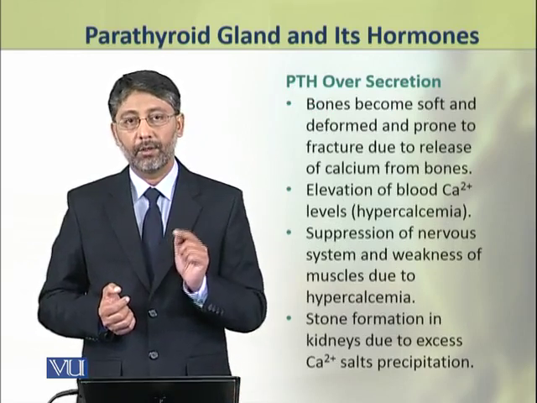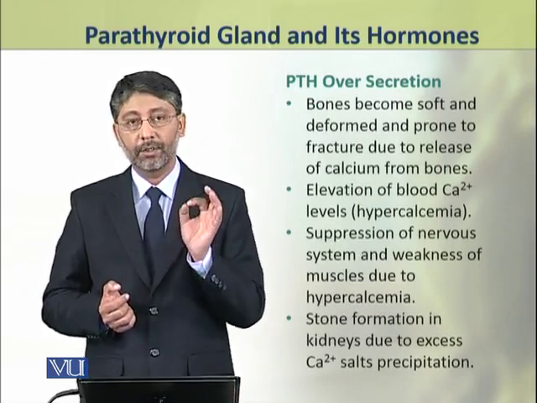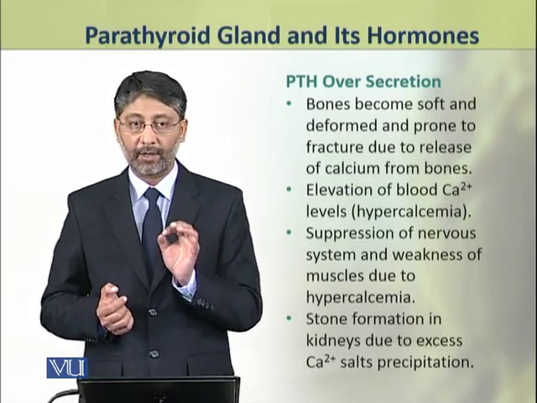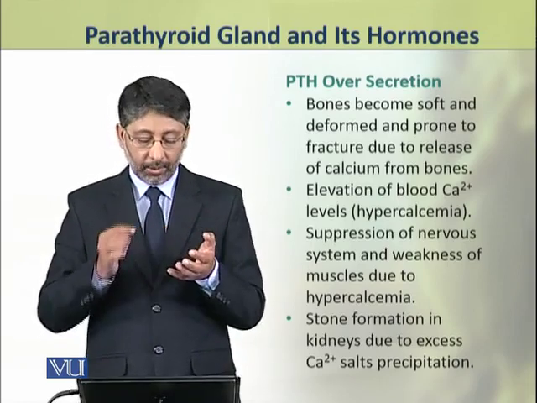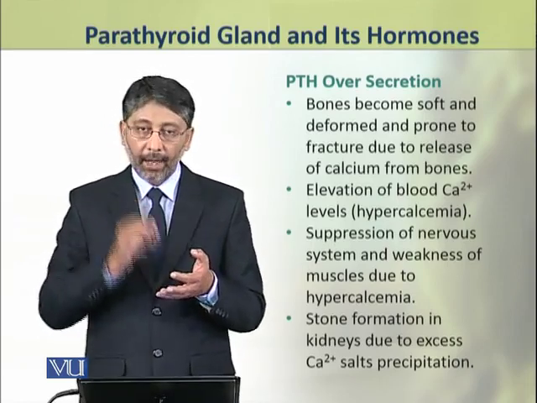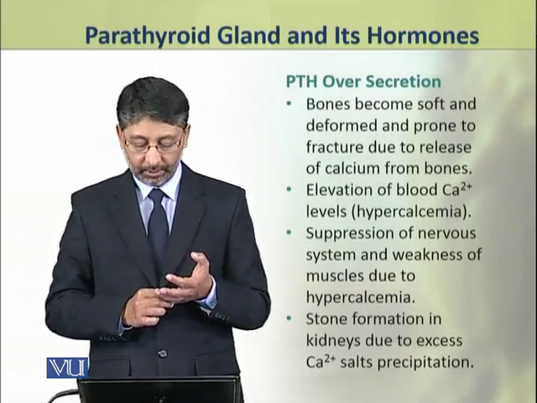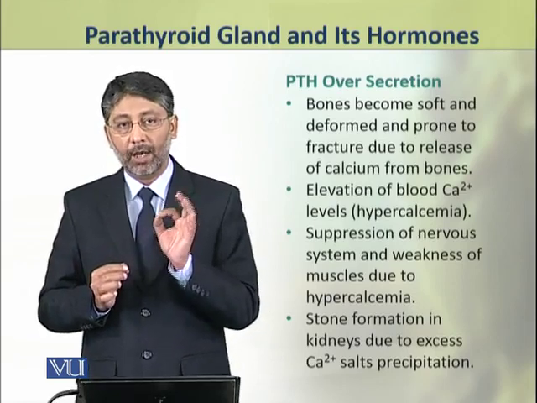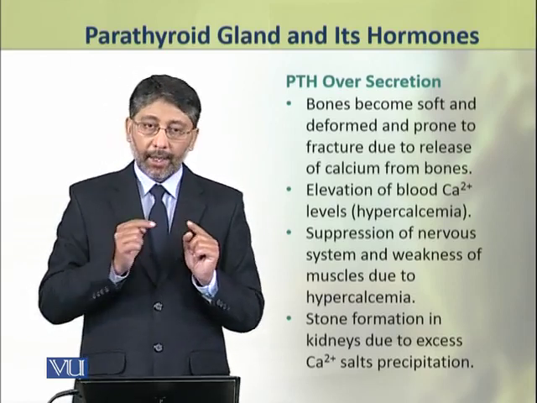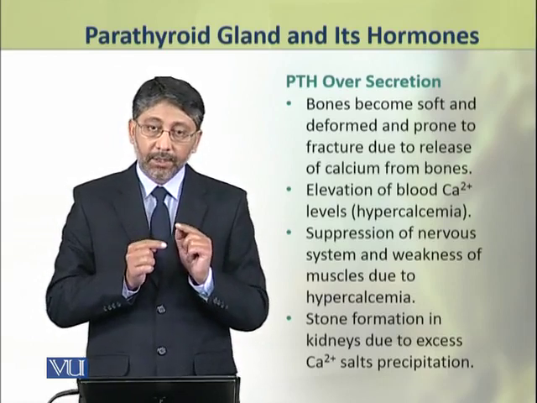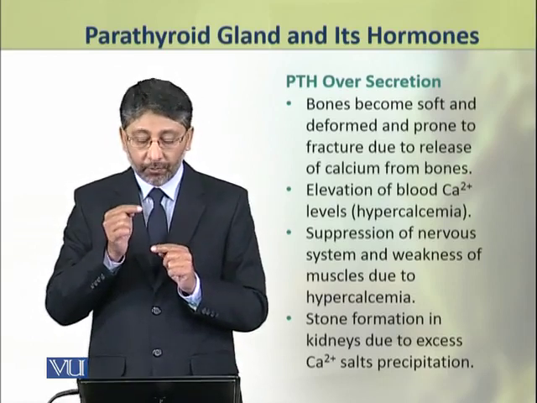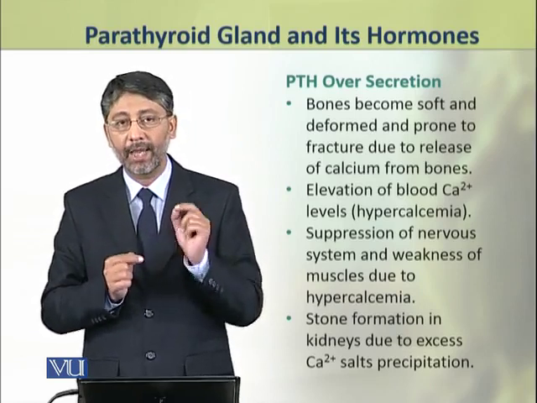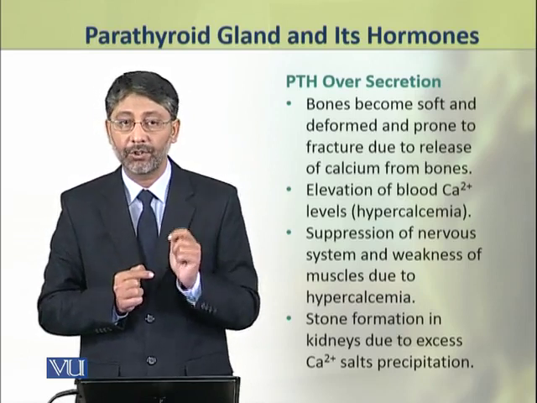Dear students, overproduction of parathormone has certain drastic effects on bones. Bones become soft and deformed and prone to fracture because of oversecretion of parathormone. Overproduction of parathormone also results in the elevation of blood calcium levels, that is hypercalcemia.